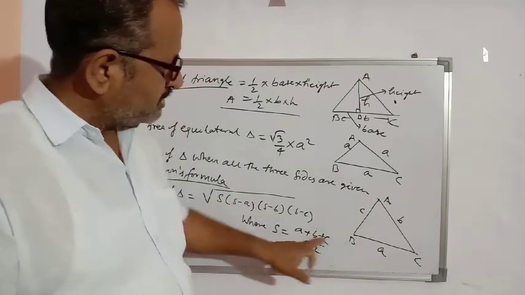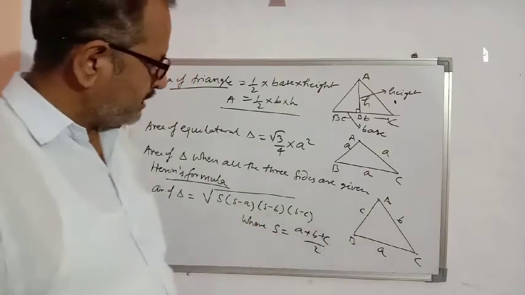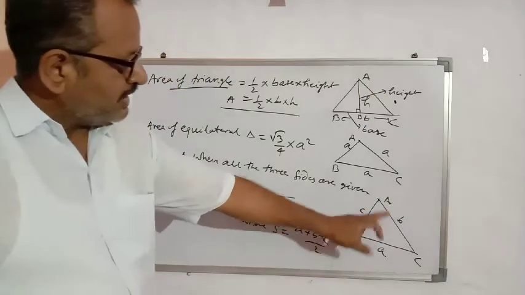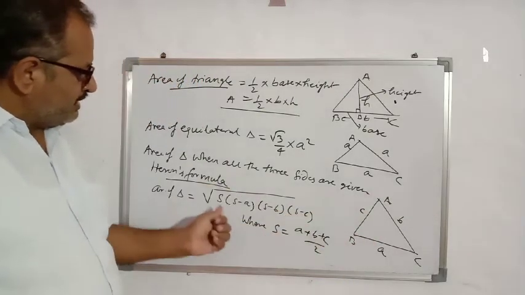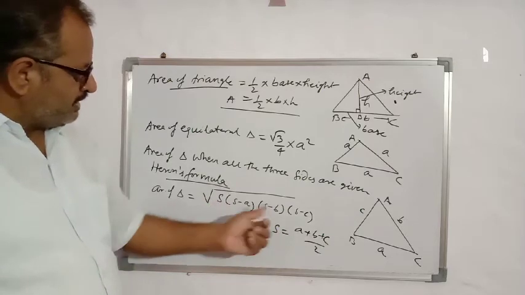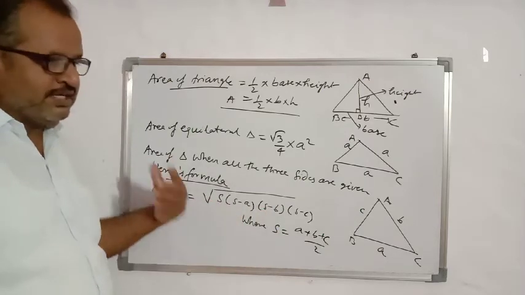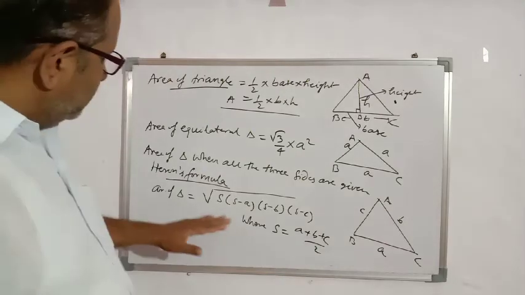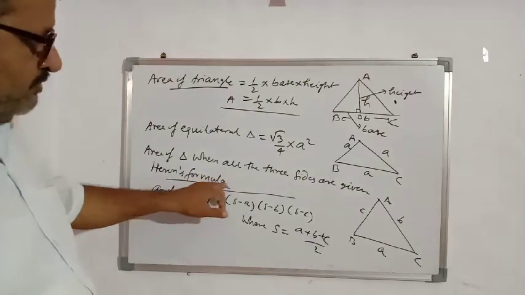It means S is what? Semi perimeter, half of the perimeter. So first, all the three sides are given. Firstly find S, then put the values of S, A, B, C in this formula and take the square root. We will get the area of the triangle. This formula is called Heron's formula.